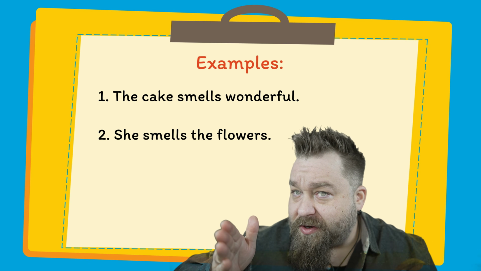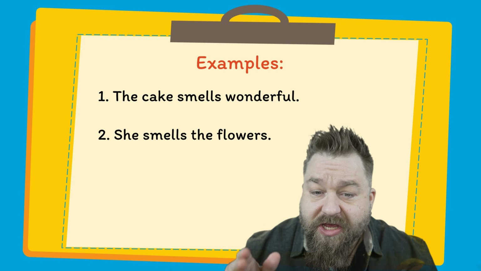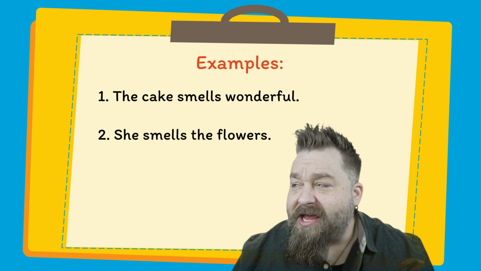But just take a look at this. The cake smells wonderful. And number 2, she smells the flowers. Now, I bet you can tell the difference between these 2 sentences based on the examples we did a moment ago, just looking at linking verbs, right? One of these is a linking verb, and one of these is an action verb. Take a look at the answer here.